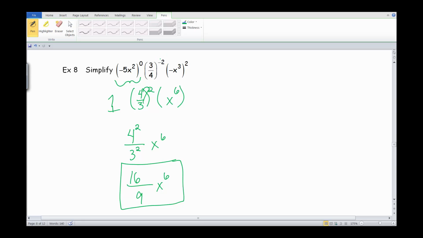You can absolutely feel free to distribute this item in and then swap the locations because they'll have negative exponents. You will end up with the exact same thing. It's just a nice little shortcut. All right. So again, that is example 8 from our 5.1 set of notes.